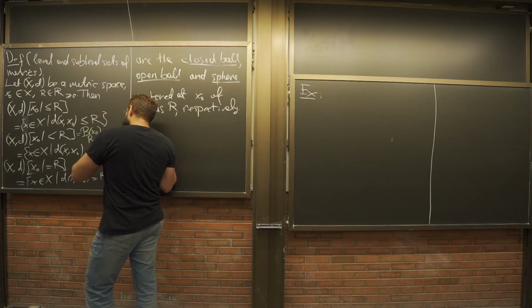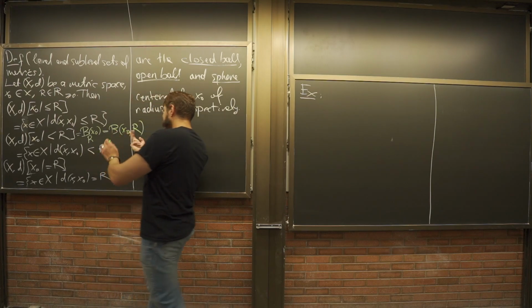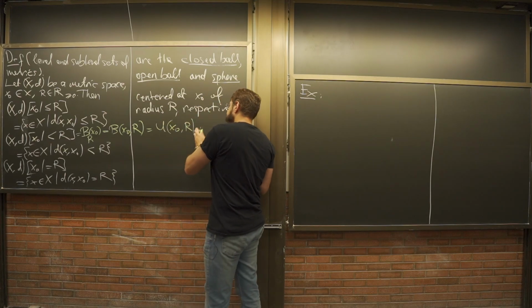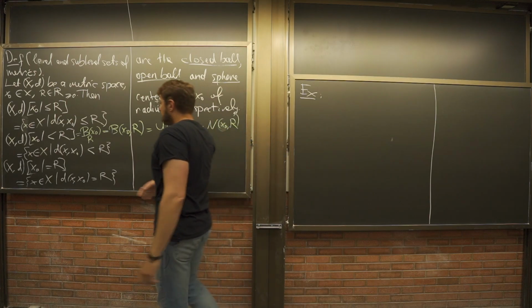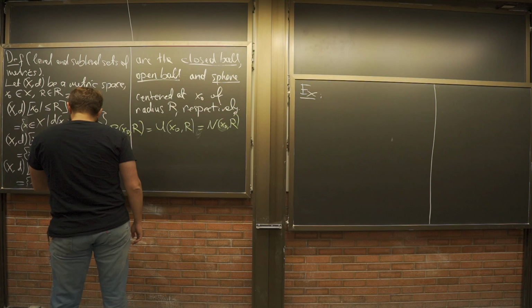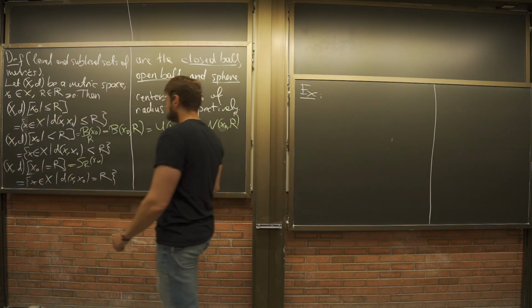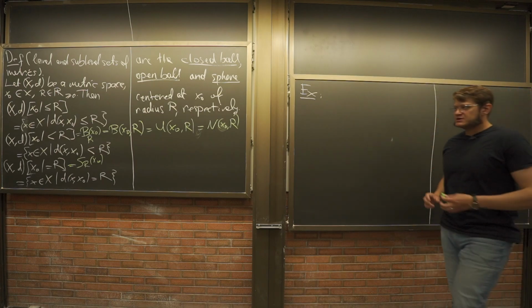In other contexts, you might see B of x0 comma r, or maybe it's the other way around, or maybe it is U of x0, r, and so on. There's a bunch of them. So there is no common notation for open balls, closed balls, and stuff. And spheres too, maybe you might see something like this, S sub r of x0. There's a bunch of notations. But I'm going to consistently use this bracket notation.